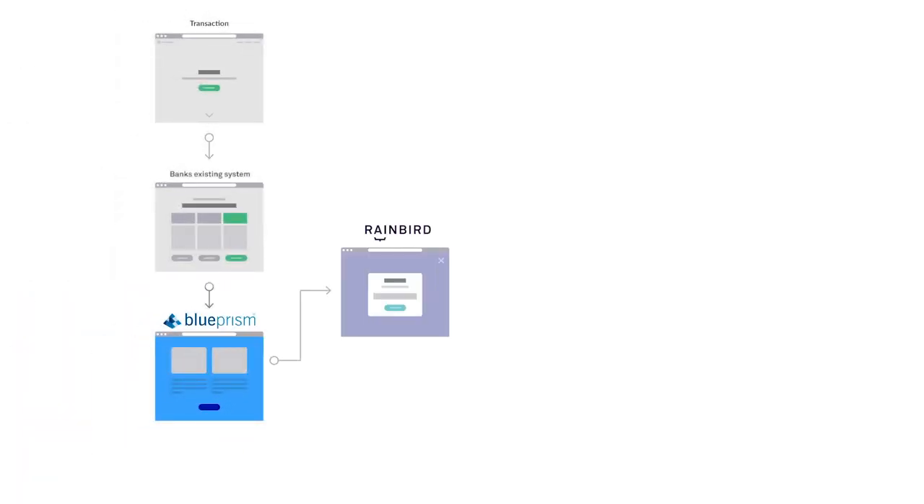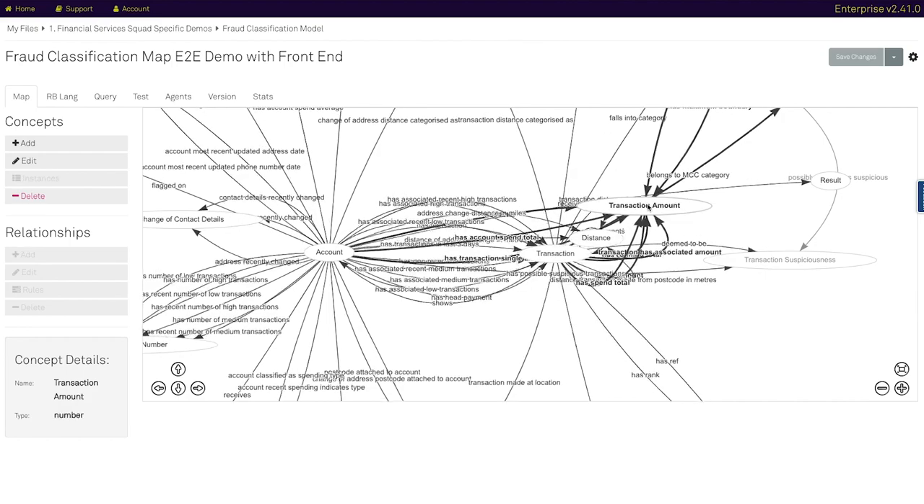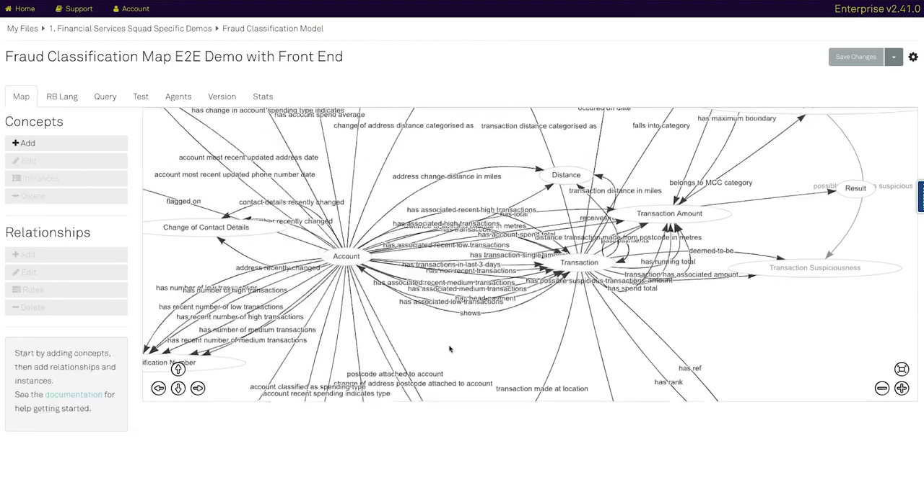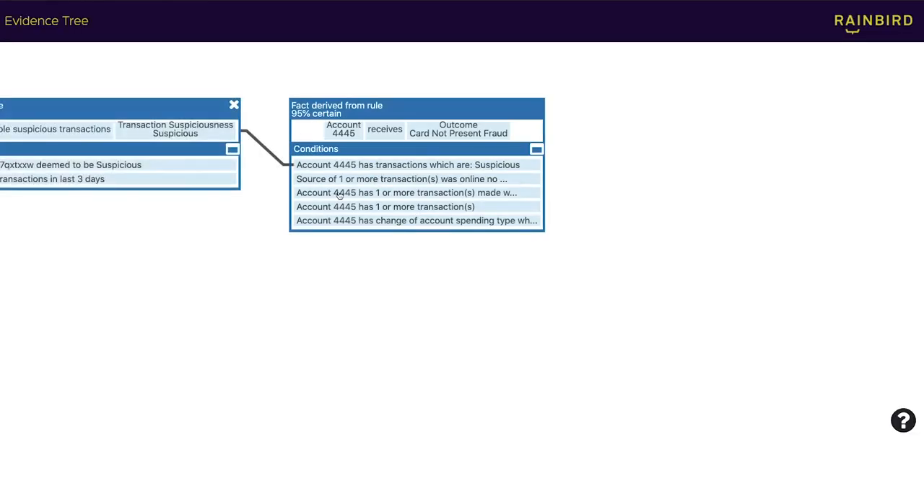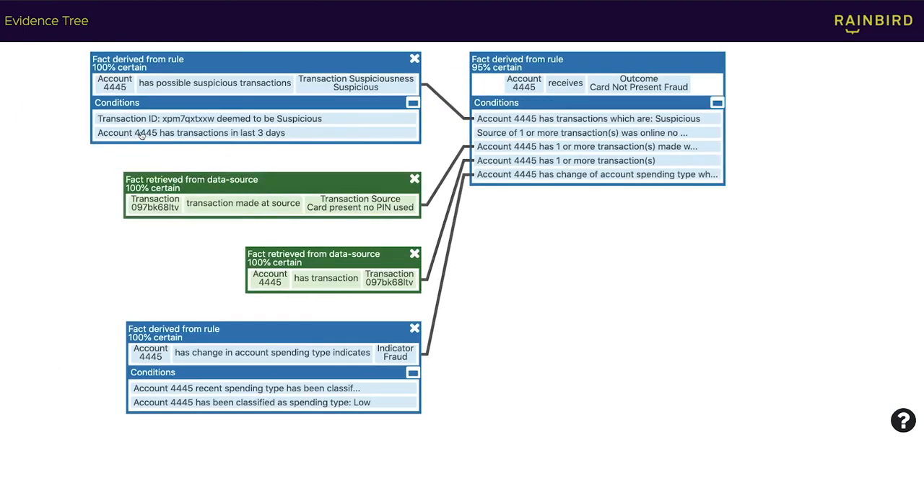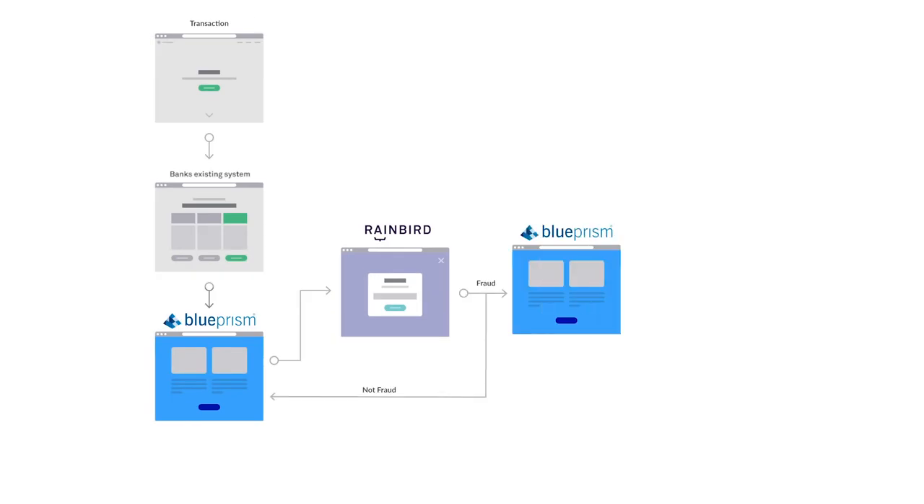Rainbird has modeled the best practice expertise of fraud investigators so that it can automate decisions at scale in just seconds. Decisions can be 100 times faster and 25% more accurate, with Rainbird providing a percentage certainty level for all of its responses. An audit trail of Rainbird's reasoning process provides full explainability of the outcome, with Rainbird automating a very resource-intensive decision-making process at speed and scale.